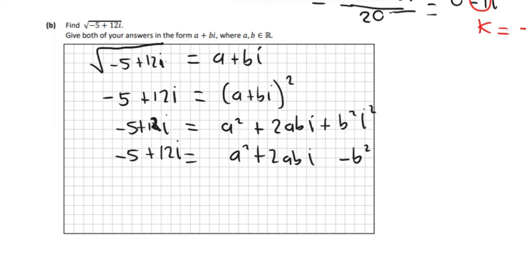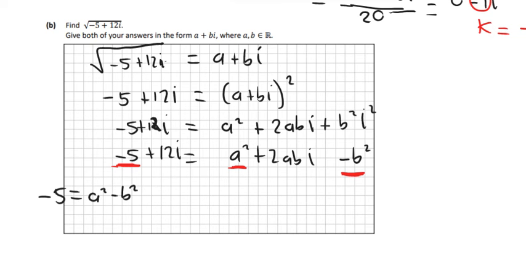Now we're going to let the real parts be equal and the imaginary parts be equal. So the real part on the left hand side is the minus 5, and on the right hand side it's the a squared and the minus b squared. So they're all free from an i at the end of them. None of those things I've underlined have an i stuck on the end of them. So therefore they have to be equal. So minus 5 is equal to a squared minus b squared.